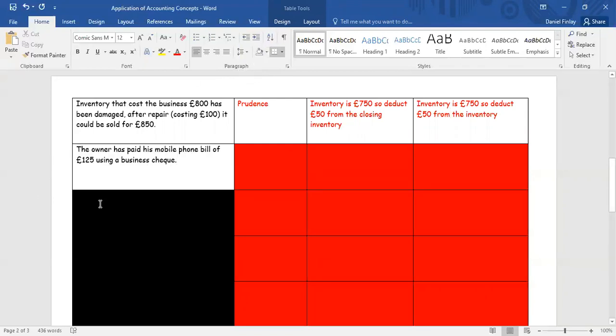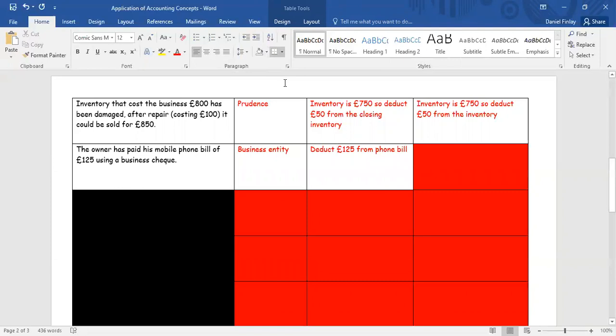Okay, the next one. The owner has paid his mobile phone bill of £125 using the business cheque. Now, that money doesn't have anything to do with the business, that's the owner's, so it should be kept separate. And the concept for that one is business entity. To fix it, we're going to subtract the £125 from the phone bill account, whatever it's called. It could just be called telephone expenses, something like that. And we're going to add it on to the drawings instead, as we should have done.